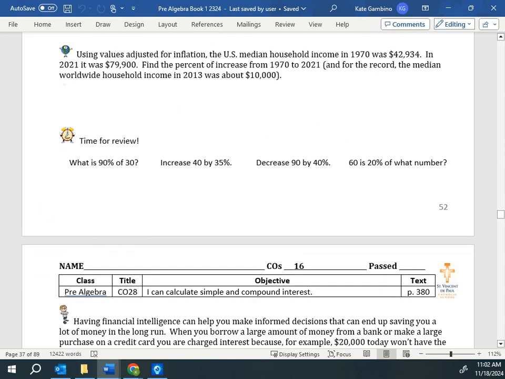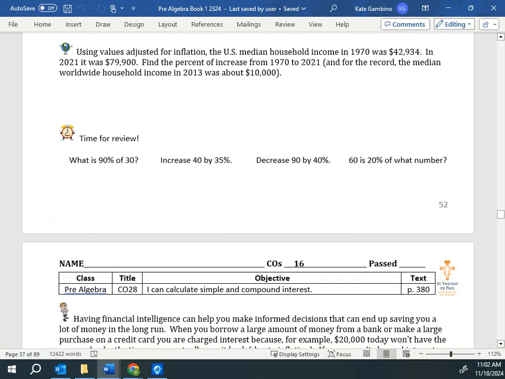Down here, using values adjusted for inflation, the U.S. median household income in 1970 was only $42,000. In 2021, it was $79,000. Find the percent of increase from 1970 to 2021. For the record, the median worldwide household income in 2013 was about $10,000. Wow, that is a lot smaller. So see if you can work that out.